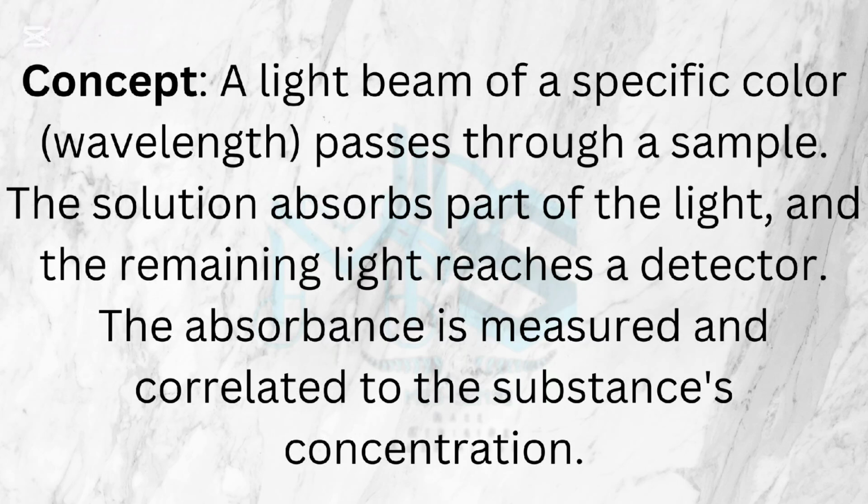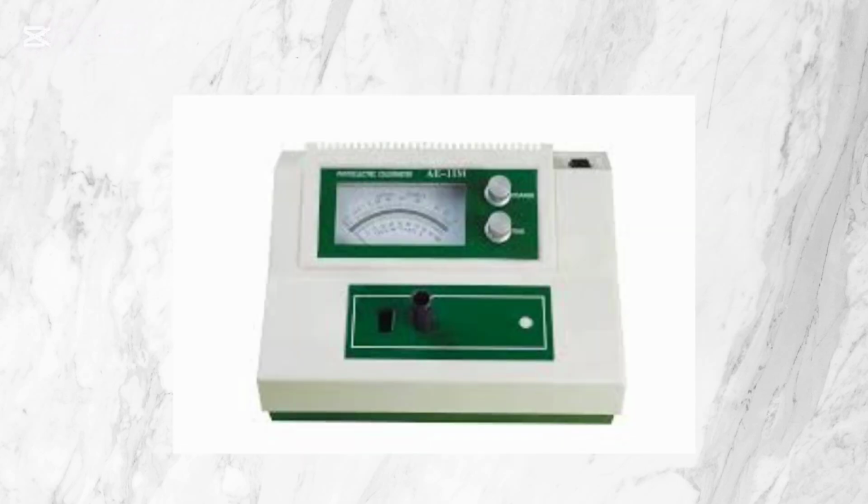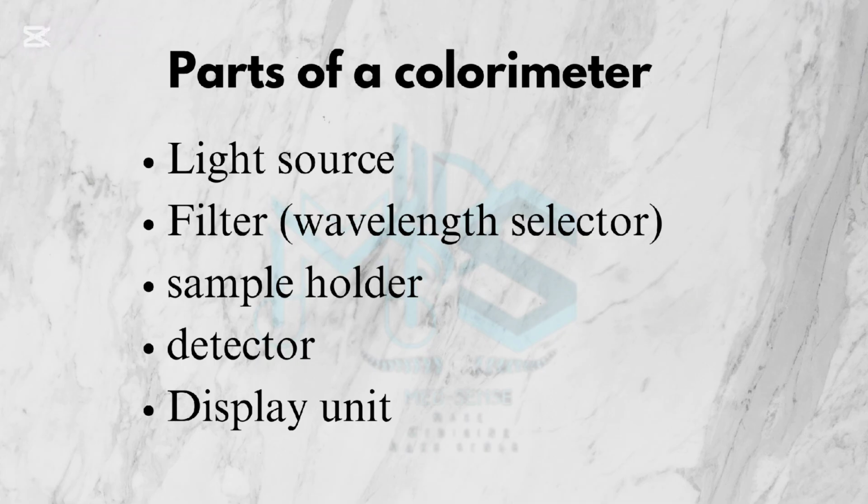Now, this is the picture of a colorimeter. Please familiarize with these both pictures so that you don't mix them up. Parts of a colorimeter, we have the light source, filter, sample holder, detector, display unit.